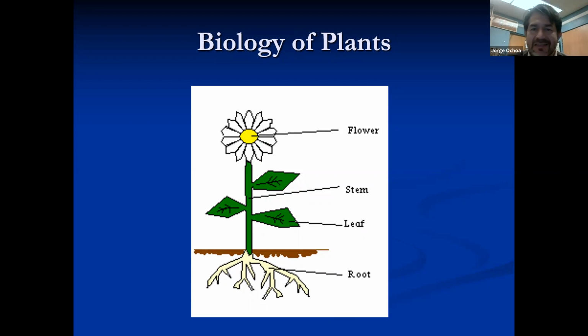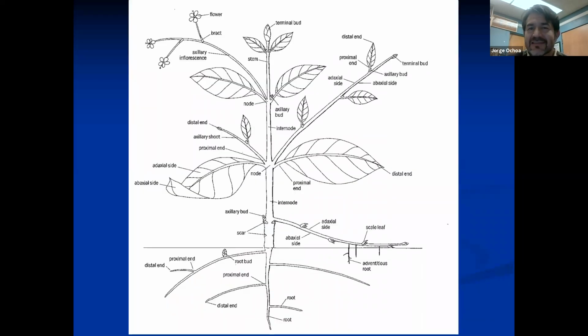them in a lot more detail. This is a very simplistic drawing of a plant. This is a little bit more advanced. And so, once again, I will ask that you become familiar with many or most of these words because we are going to be looking at them. Not every single one, but most of them.